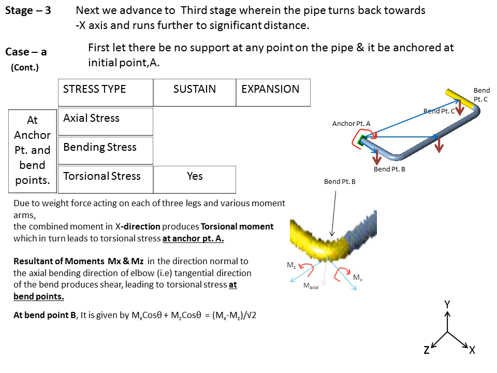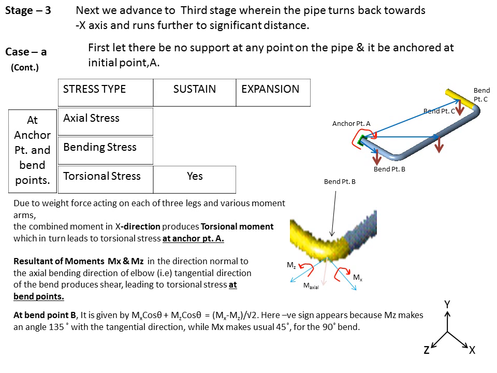At bend point B, it is given by the relation mx cos theta plus mz cos theta, which is equal to mx minus mz divided by root 2. Herein, we have the negative sign appearing because mz makes an angle of 135 degrees with the tangential direction, the shear direction, while mx makes the usual 45 degrees for the 90 degree bend we have taken. So this is the tangential direction, and here we can see mz is making an angle of 135 degrees with this, and that's why we have the negative of mz in the equation.